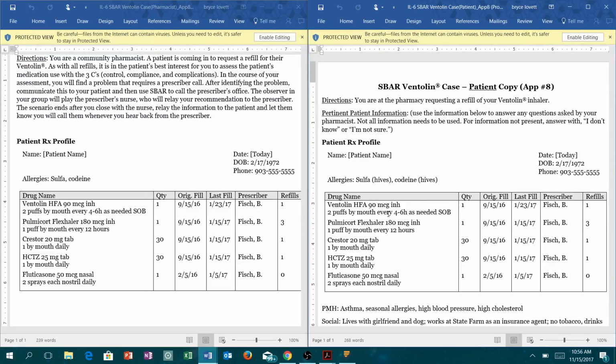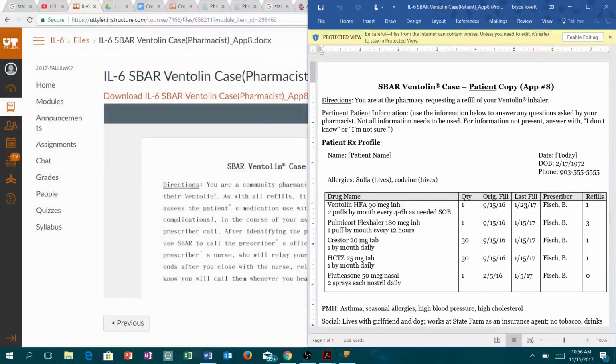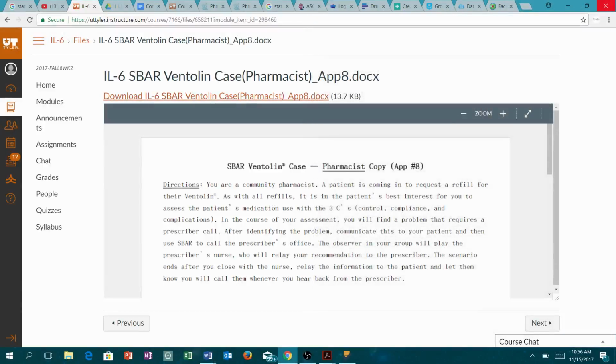So the next one, is the application 8 or 9? The Xarelto. Oh wait, this is Xarelto, right? Yeah. That is the next one.